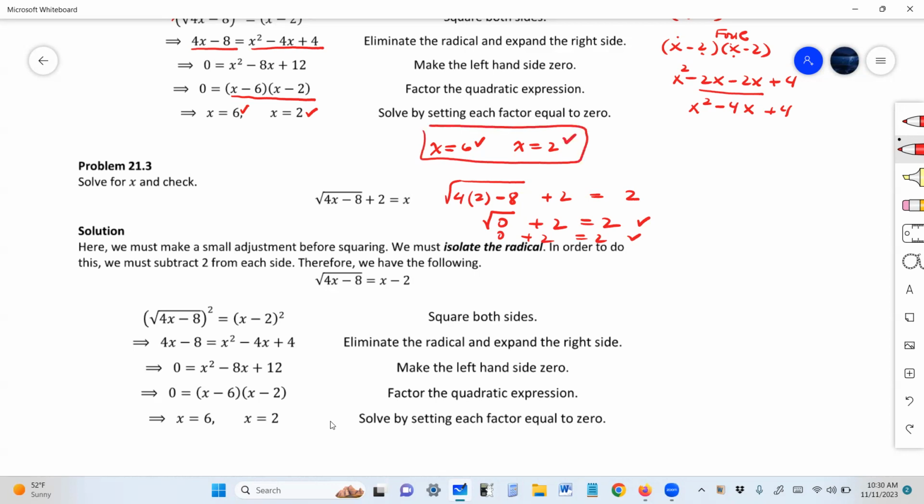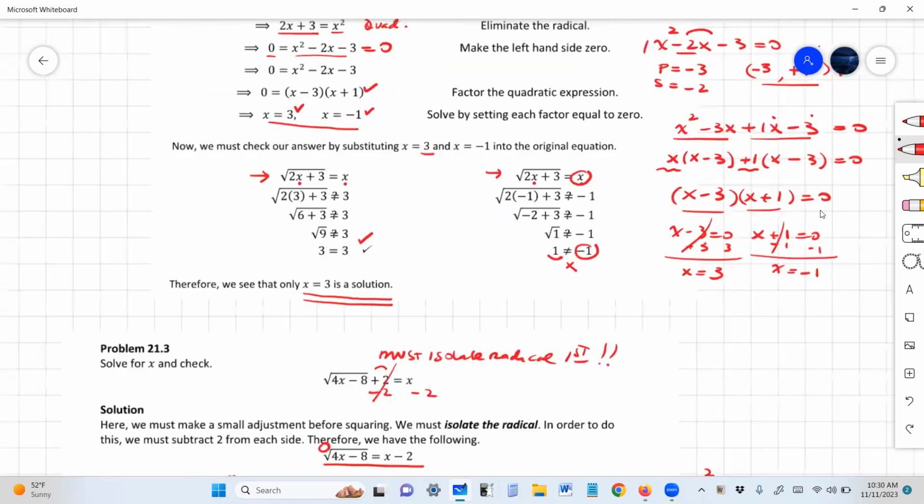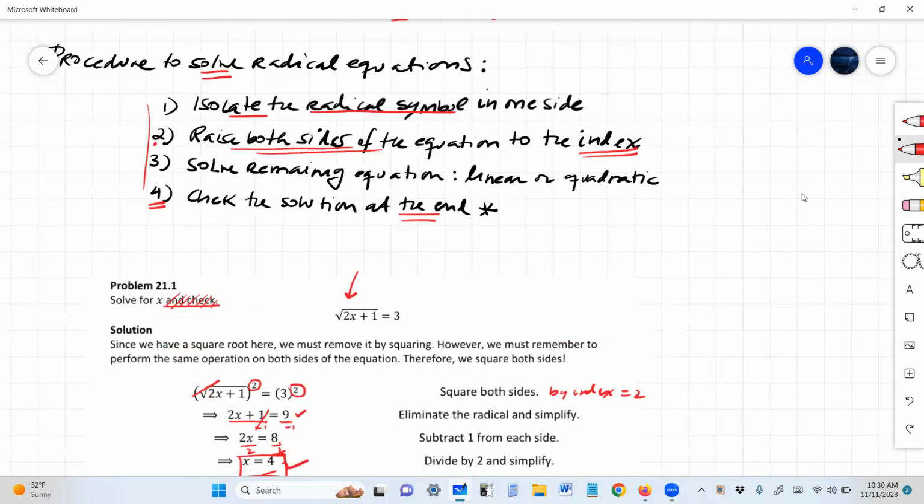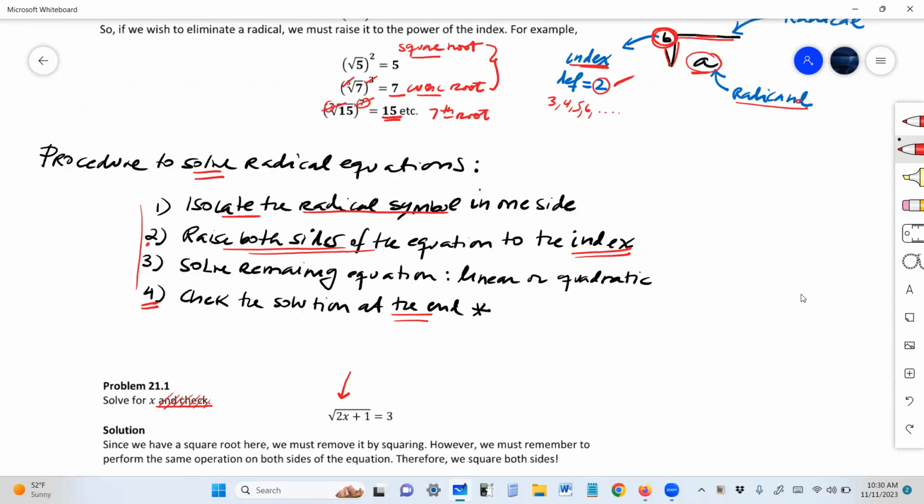All right, so this is how you solve these radical equations. Just go back and review these 4 very important steps. Isolate the radical, raise both sides of the equation to the index, solve the remaining equation, which is either going to be a linear or quadratic, and check the solution at the end. Sometimes the solution works, sometimes it doesn't. And if it doesn't, we have to eliminate the one that does not. Okay, so in the next video, we're going to do the remaining problems on the workbook.